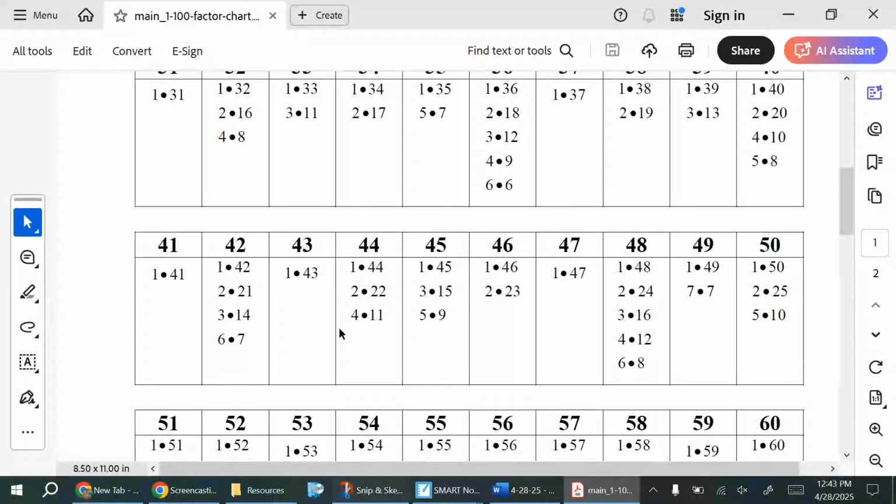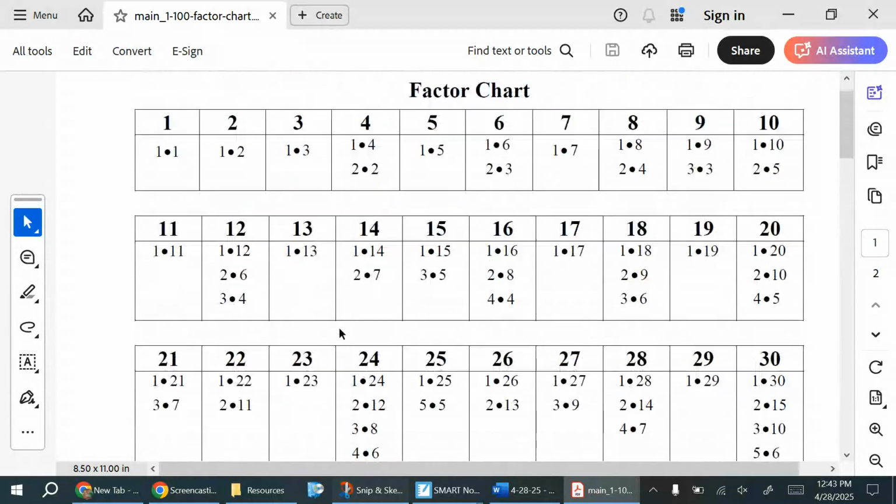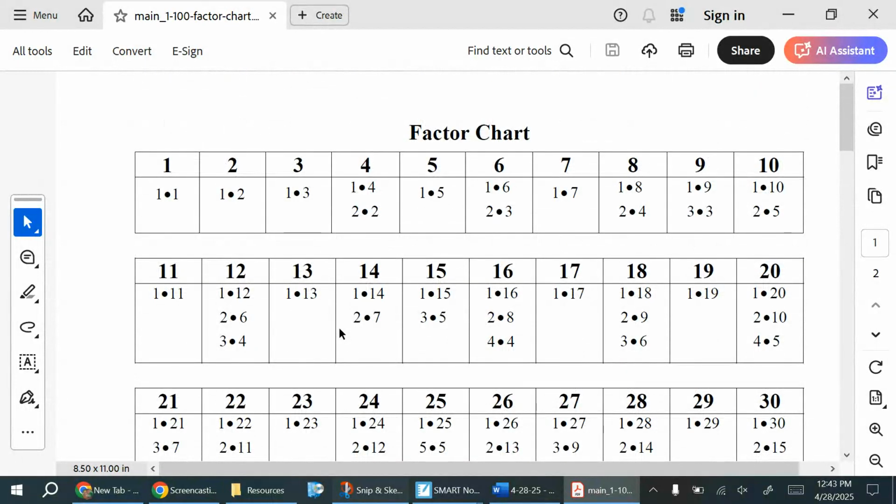So you're going to get this front side that goes up to, I think, 50. And I believe the back has maybe some negatives on it. But it'll look something like this. What it does is it shows you all the numbers that multiply together to be any given number.